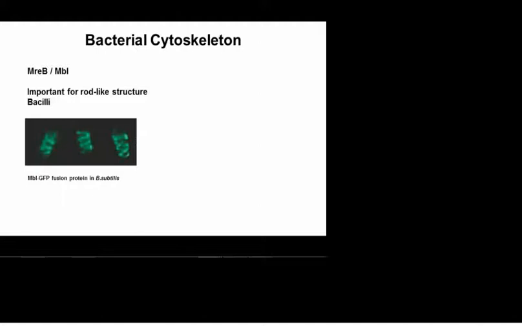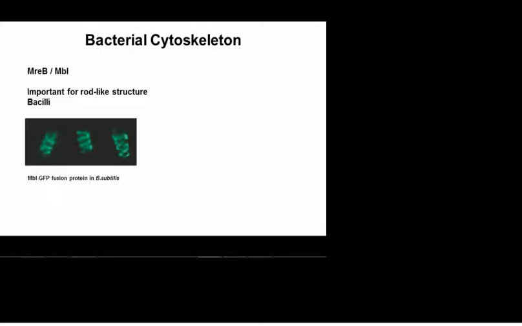gram positives. So this is a protein that can exist as a monomer, and it can polymerize into filaments, like actin. And when you look inside bacterial cells, and this is with a GFP-tagged Mbl protein in Bacillus subtilis, you can see that it forms these spiral filaments that are along the length of the cell.